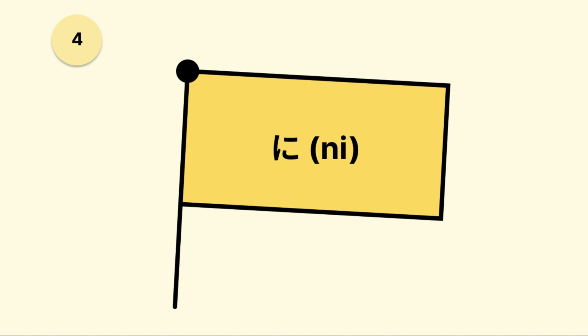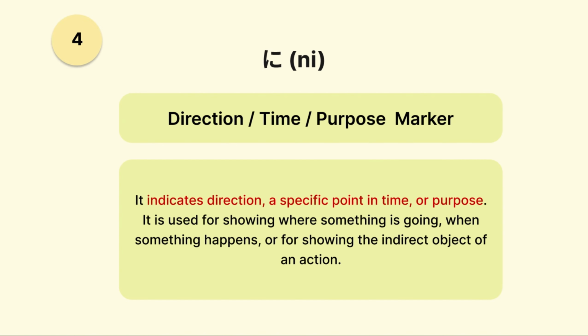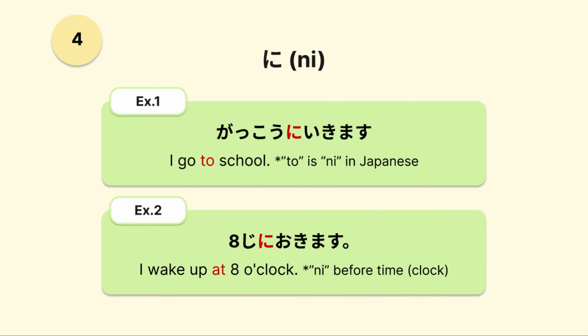Number 4. Ni is direction or time or purpose marker. Ni indicates direction, a specific point in time or purpose. It's used for showing where something is going, when something happens, or for showing the indirect object of an action. For example, 学校に行きます. I go to school. In this case, to is ni in Japanese.